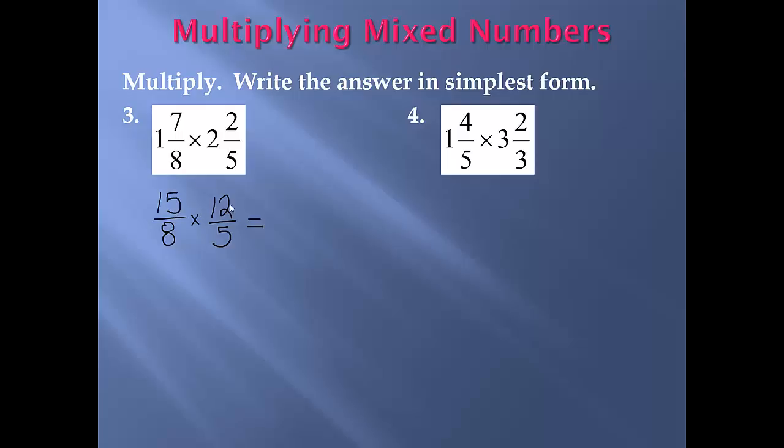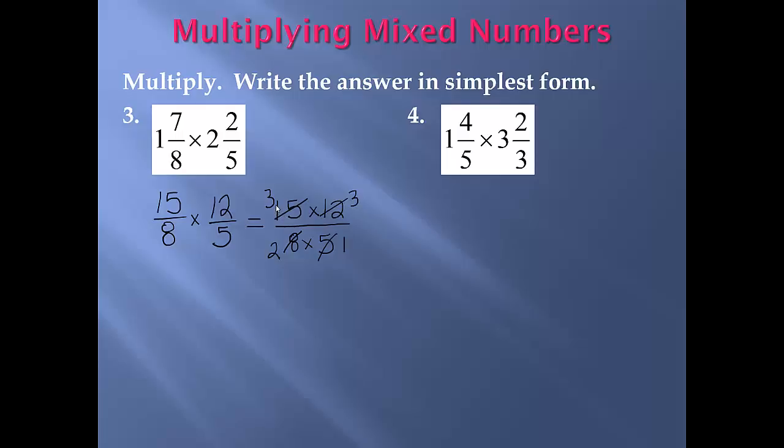Now we will multiply our numerators, so 15 times 12. And we will multiply the denominators, 8 times 5. For this problem, we are able to simplify. So we can look at the 5 and the 15, and those can both be divided by 5. 5 divided by 5 is 1, and 15 divided by 5 is 3. We can also simplify the 8 and the 12, because we can divide both of those by 4. 8 divided by 4 is 2, and 12 divided by 4 is 3.